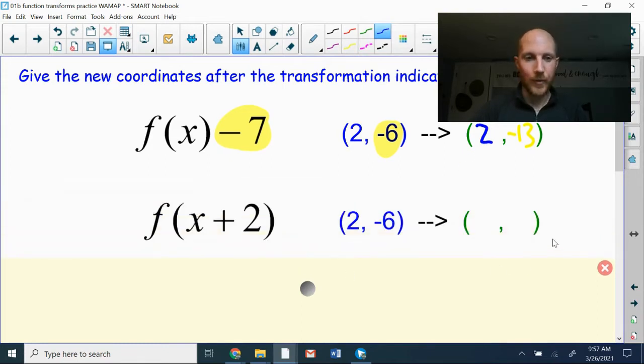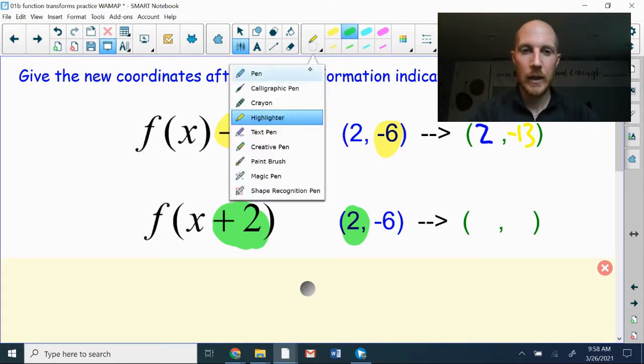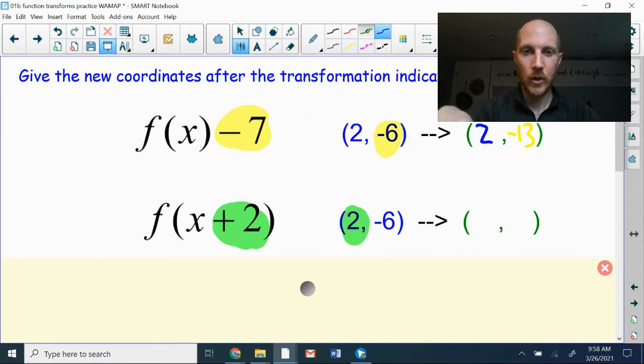Okay, next transformation. This function transformation, f of x plus 2. Inside the parentheses, we've got that plus 2, and inside the parentheses is always going to have a horizontal effect. It's going to change the x coordinate. And I remember from my notes page, I always do the opposite sign. So the function notation here says x plus 2, but I actually need to subtract that 2 to get my new coordinate. So I'm going to take the 2 in the coordinates, subtract that 2 from the transformation. 2 minus 2 is 0. And the y coordinate is not affected at all, so that's going to remain as -6.